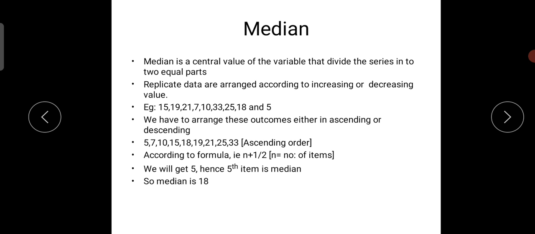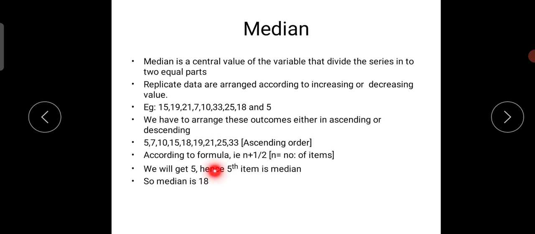Next one, median. It divides the scores into two equal parts. That means 50% will be below the median and 50% will be above the median. Actually we can call it the middle score. Here we arrange the data in either increasing or decreasing order. So let's discuss an example. This is a distribution. First of all, we have to arrange this in ascending or descending order. So we arranged it in ascending order.